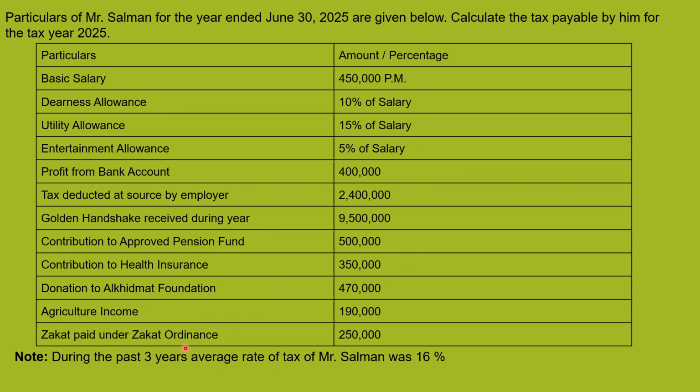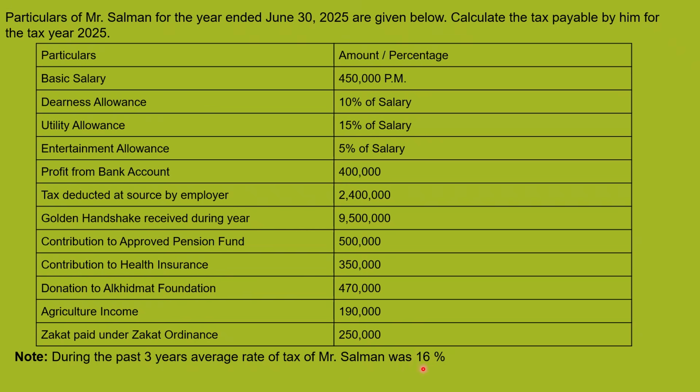If zakat has been paid, FBR does not consider that zakat as an option for relief. So this is the question, and last, during the past 3 years average rate of tax for Mr. Salman was 16%. It means the tax rate was 16% for the last 3 years on his income, i.e., the average of the tax charged on his income in the last 3 years is 16%.